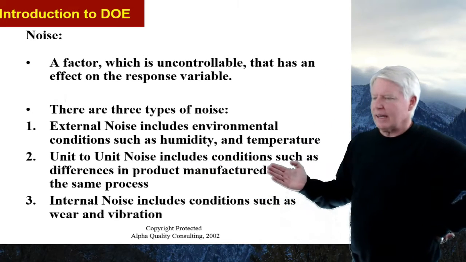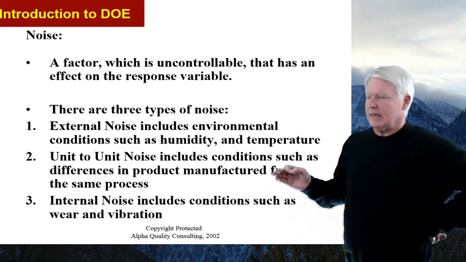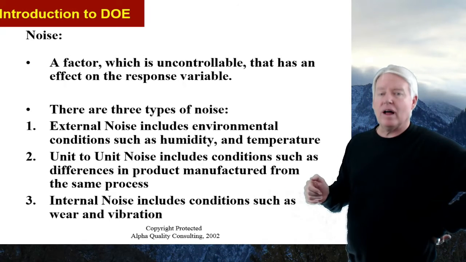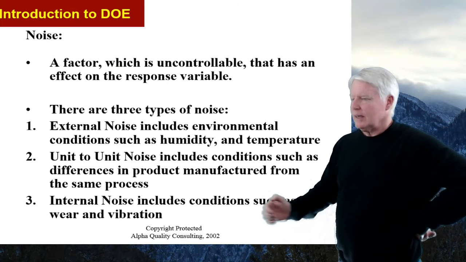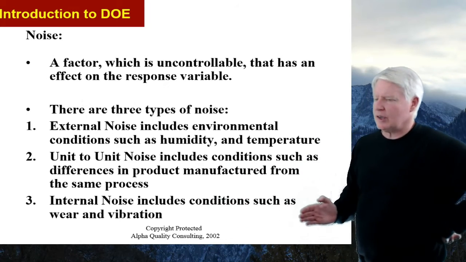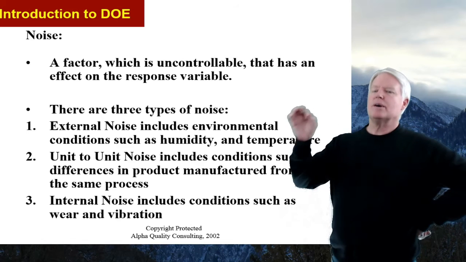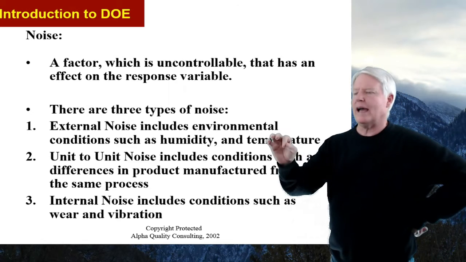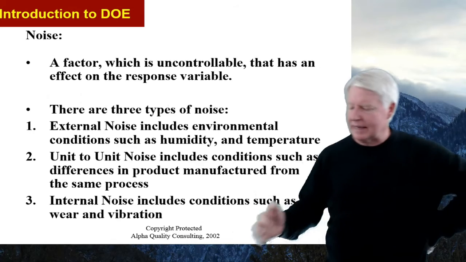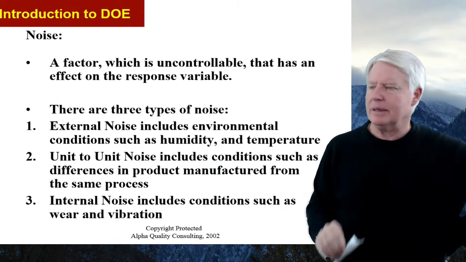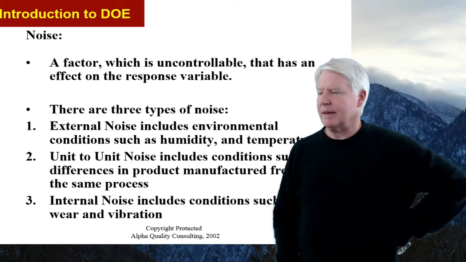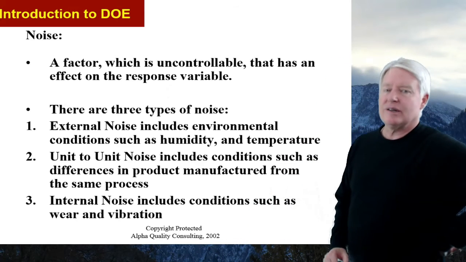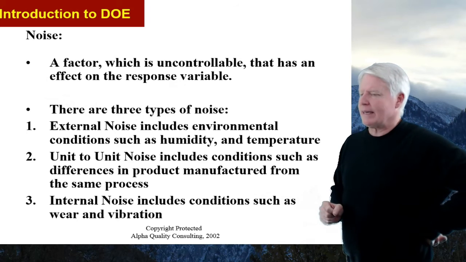Unit-to-unit noise, that's where I made many airplanes, and they all had their different flight characteristics. So that would create another element of noise. Internal noise includes conditions such as wear and vibration. So remember, if I'm throwing the airplane over and over, I have a lot of replicates, it starts denting the airplane up, beating it up, and it starts giving you different numbers over the time of the experiment. That's called internal noise. So noise is an enemy to the experimenter.